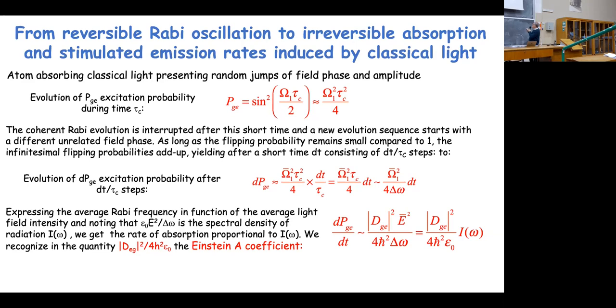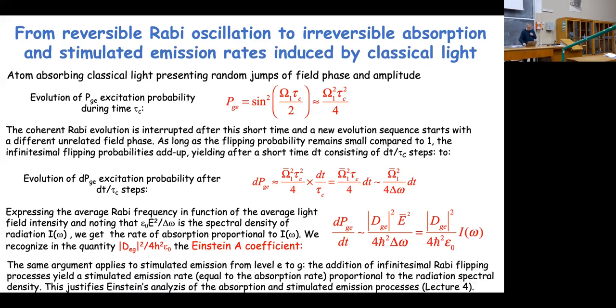E squared over delta omega with epsilon naught gives you the spectral density. And this factor here, which depends only on the electric dipole of the transition, this factor is the Einstein coefficient. And you see that a t squared law has been transformed into a t law because you add up incoherent evolutions during short time intervals, which add up over longer times. So this is a connection with the Einstein coefficients.